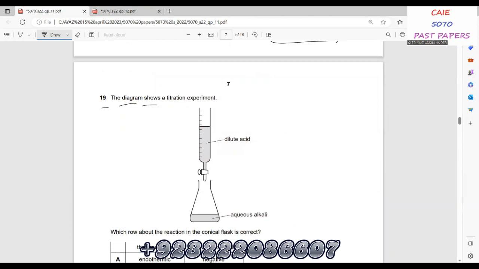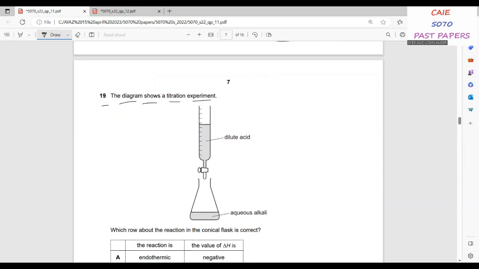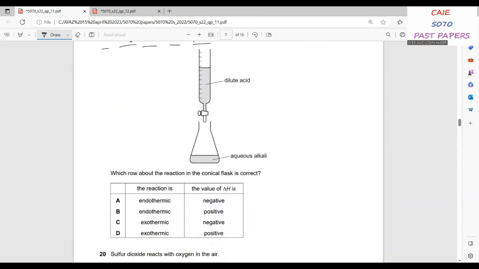19. The diagram shows a titration experiment. We are adding dilute acid from the burette to aqueous alkali in the conical flask. Which row about the reaction in the conical flask is correct? The reaction is exothermic. So either C is correct or D is correct. The value of delta H is negative. So C will be the right answer for this question.